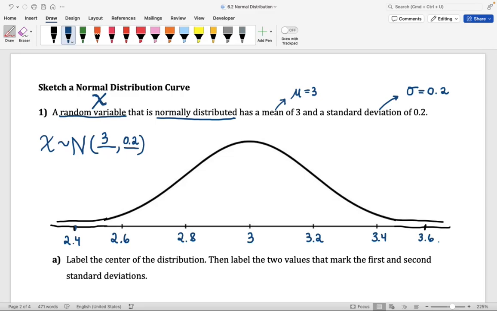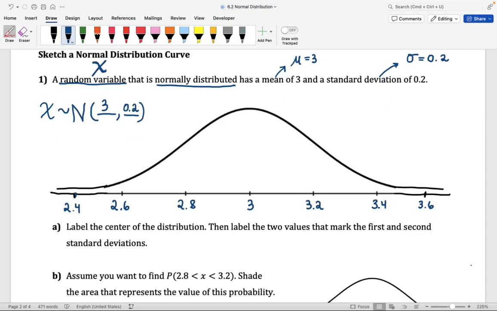Let me emphasize what we're doing here. We're learning how to sketch a normal distribution. We're learning how to use the mean and the standard deviation to create this sketch. We're learning how to label the mean at the center and then how to label standard deviations to the right and left. So we just got done with part A. In part A, we were being asked to label the center of the distribution and label at least 2 standard deviations to the right and left.